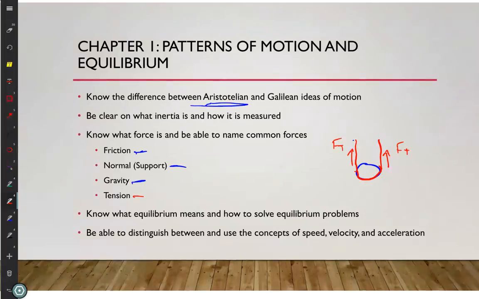Equilibrium. We had the problem with the gentleman on the scaffolding or whatever. That was equilibrium. We had a problem with the painter in his little bosun's seat. Also equilibrium and having to do with tension in both cases. Equilibrium means the net force is zero. Net force, adding them all together.